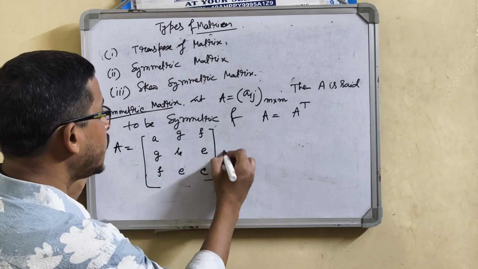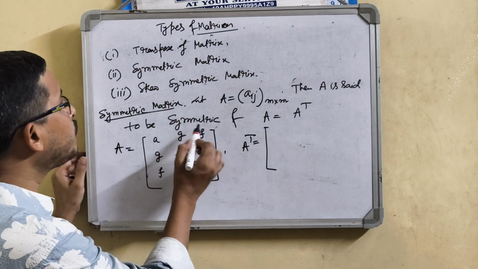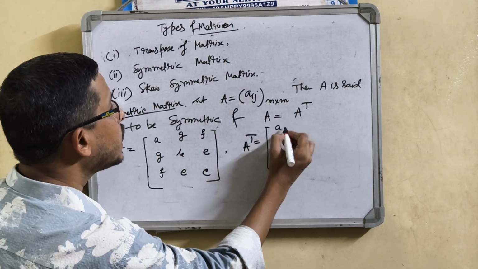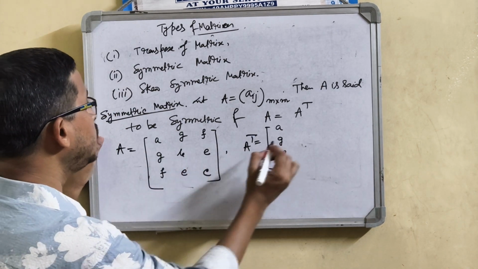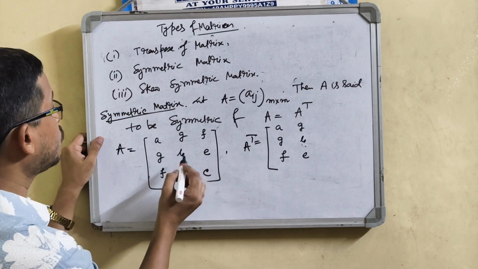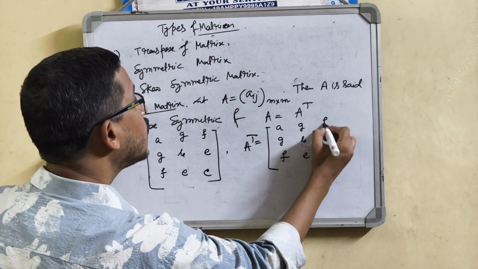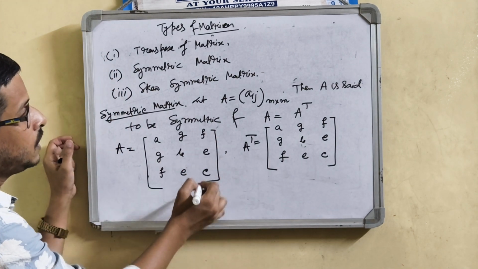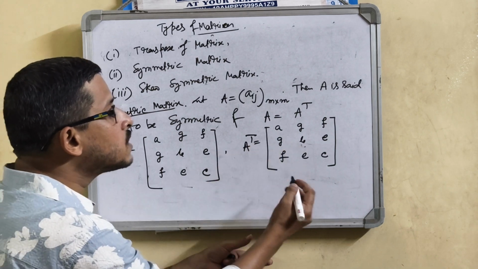Now if we take the transpose of that matrix, we change the first row into the first column, so there is nothing to change: A, G, F. The second row G, B, E and the second column is also G, B, E, and the third row F, E, C and the third column is also F, E, C. So it is the same as the previous matrix. So this matrix is symmetric.